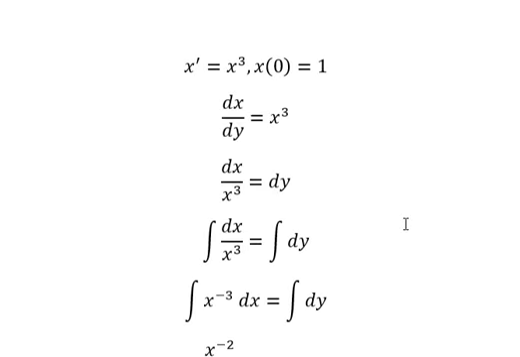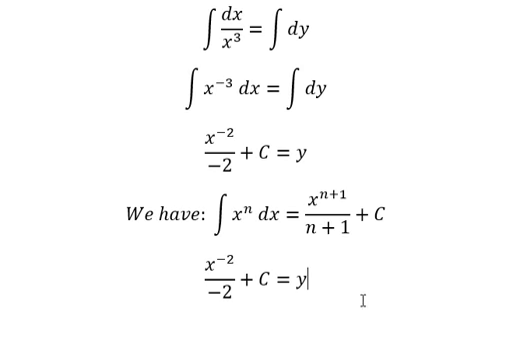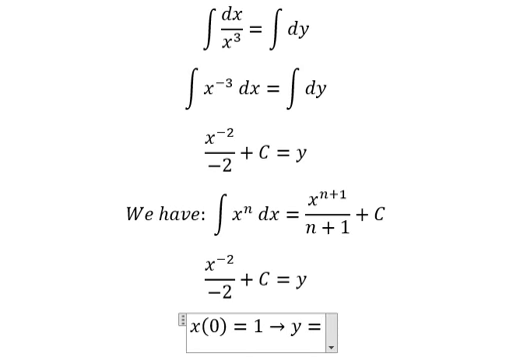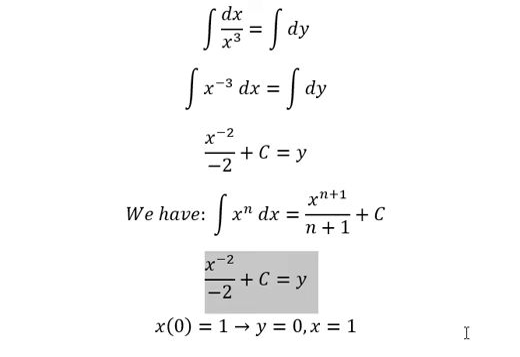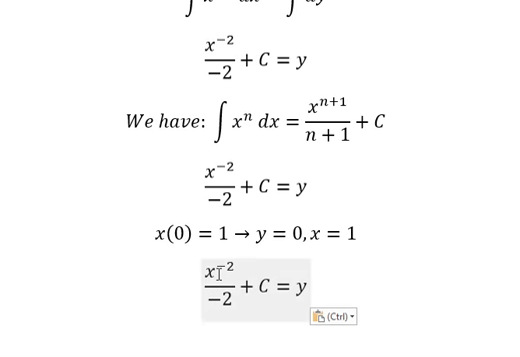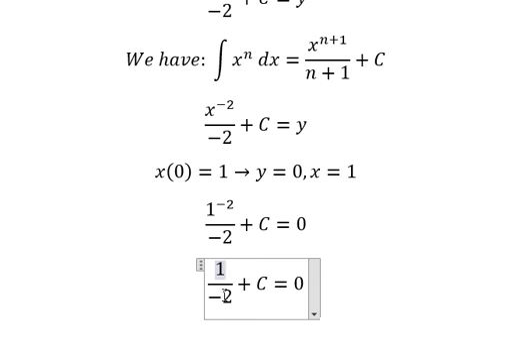we have the conditions. That means when y equals 0, s equals 1. So I will put 1 here and 0 here to find the value of c. This one we have negative 1 over 2.